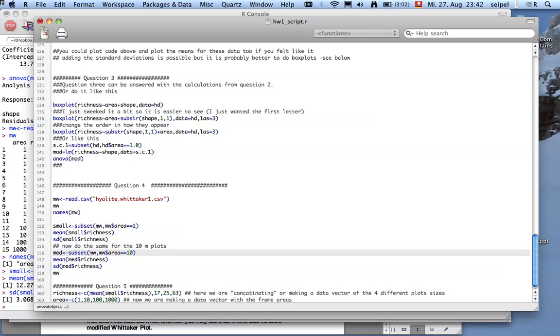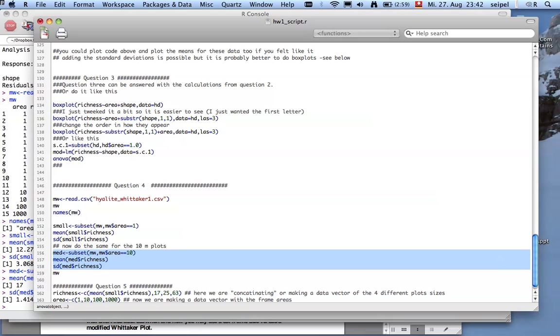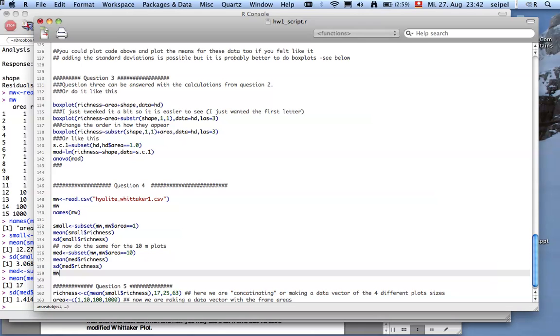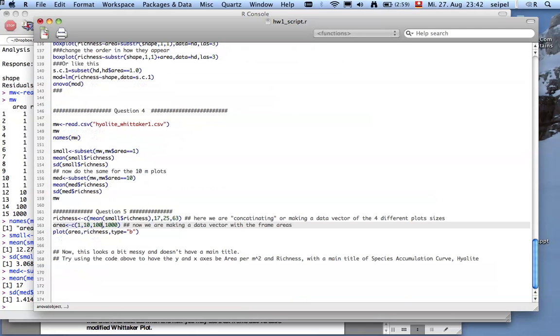Now we need to do that for the medium-sized plots. It's really done just the same way. There are the medium-sized plots, so the same thing, we subset them out. So now you should be able to fill in all the information for question 4. And then the last question, question 5, is to plot a species accumulation curve.